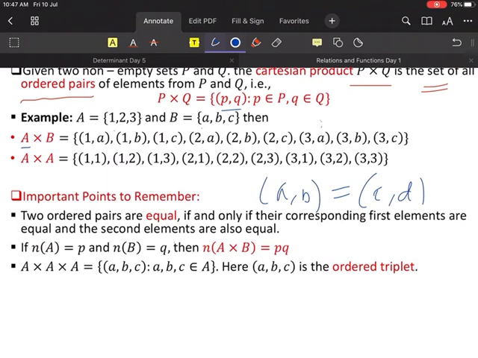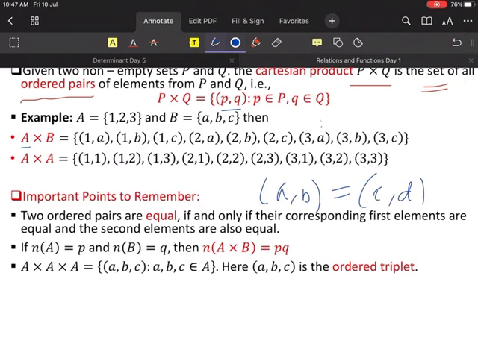What do you mean by that? Who can explain? When can these two be equal? What does the first point say? The corresponding first elements are equal and the second elements are equal.